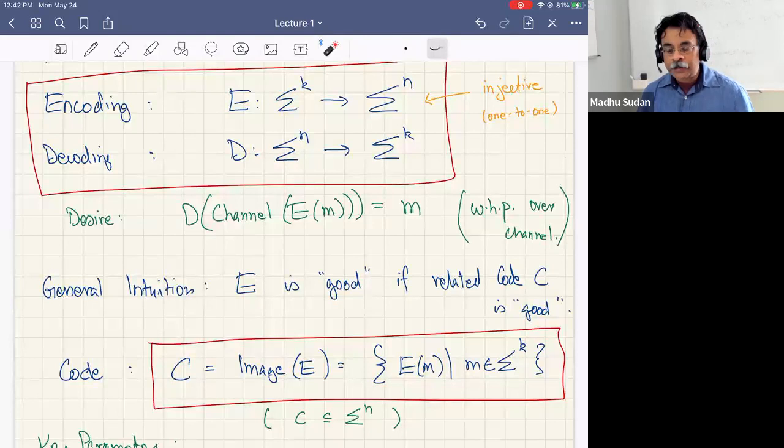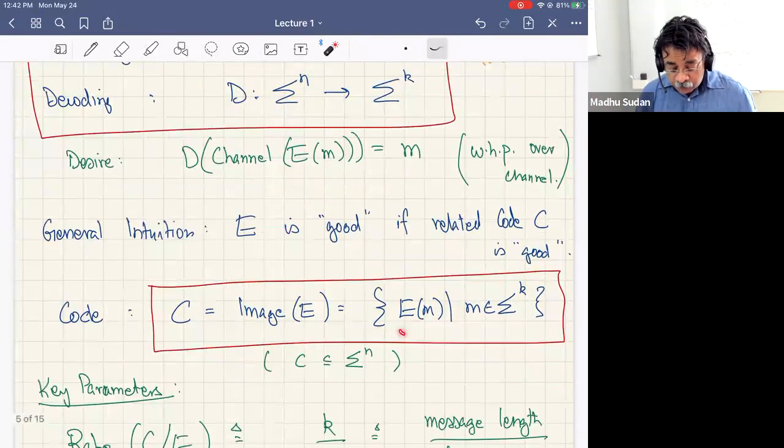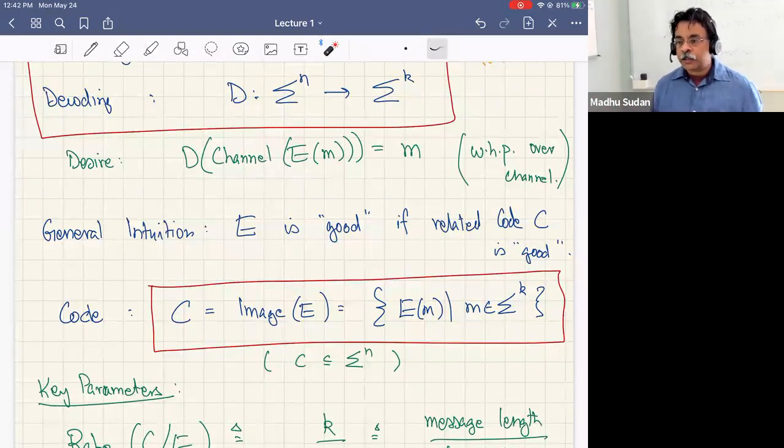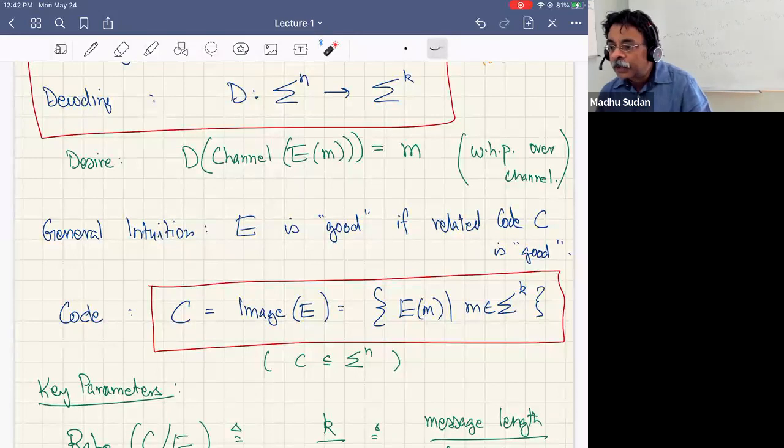Ideally, so for instance, if we use the repetition code, I repeat every symbol 20 times. This sequence will only include things which have every character repeated 20 times. n will be k times 20, and you will have only those things. We would like to understand what structure of the code might make for a good encoding and decoding scheme. So these are related quantities. They are not exactly the same.